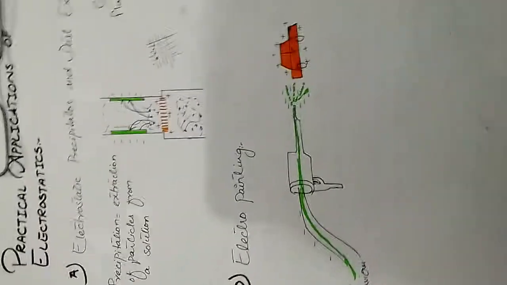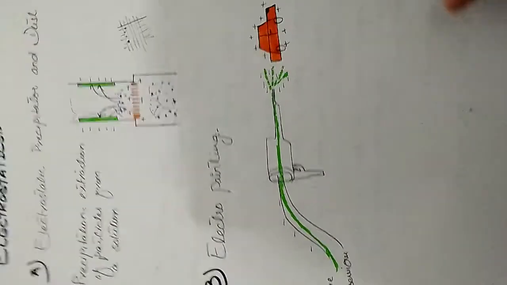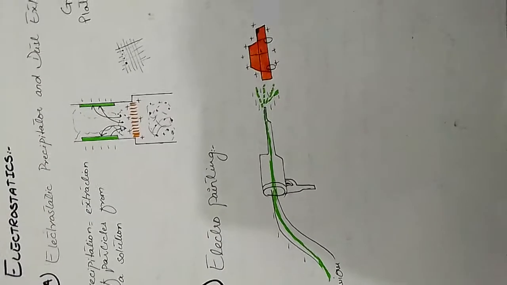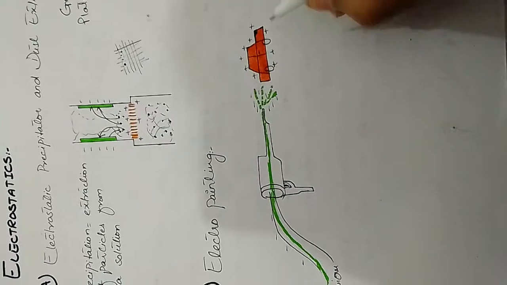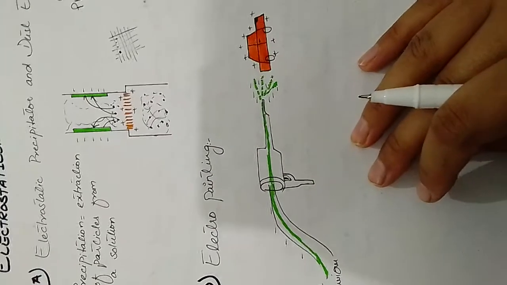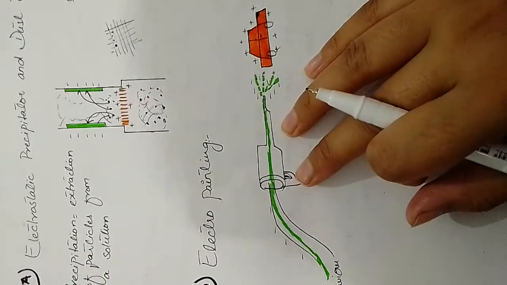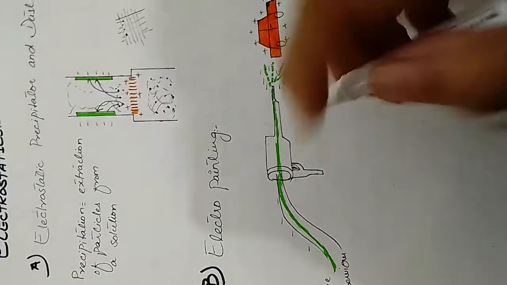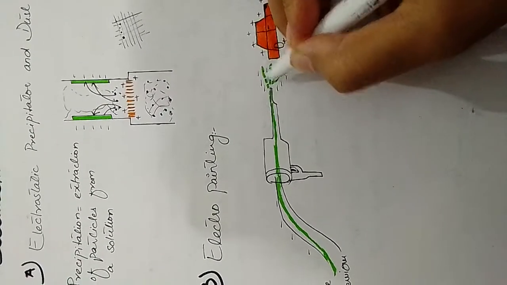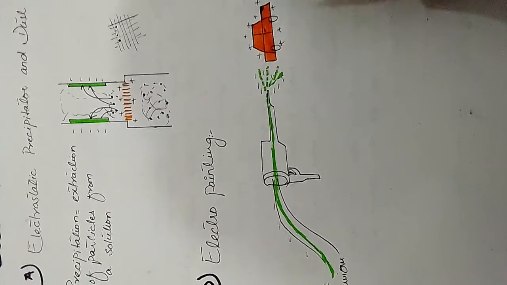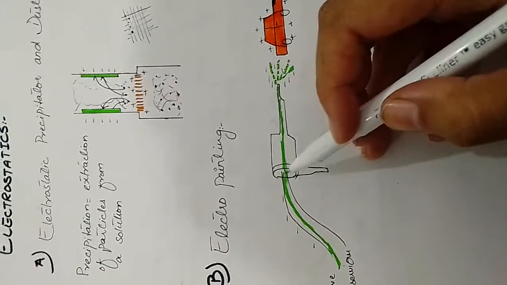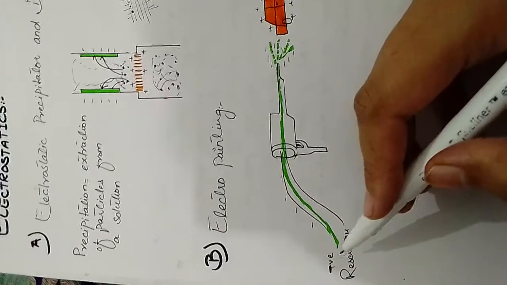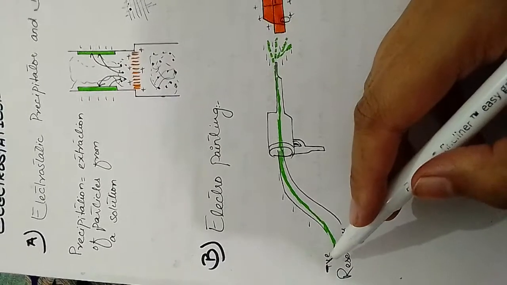The second practical application is electro painting, which is mainly used in the car industry to paint cars. In this case we have a gun which uses air pressure to spray the paint over the body. But it's not just a simple paint gun. It is connected to a reservoir, and the reservoir is given a negative charge.